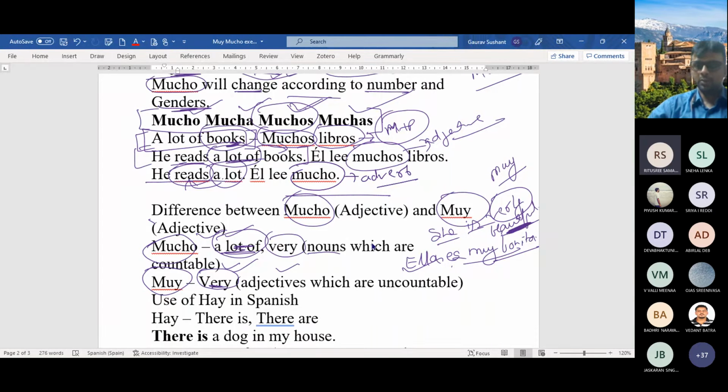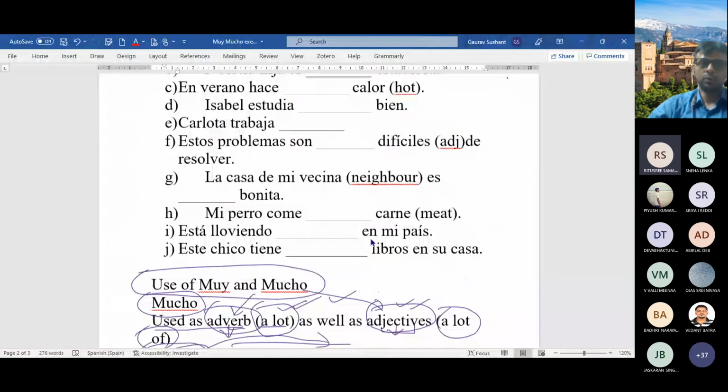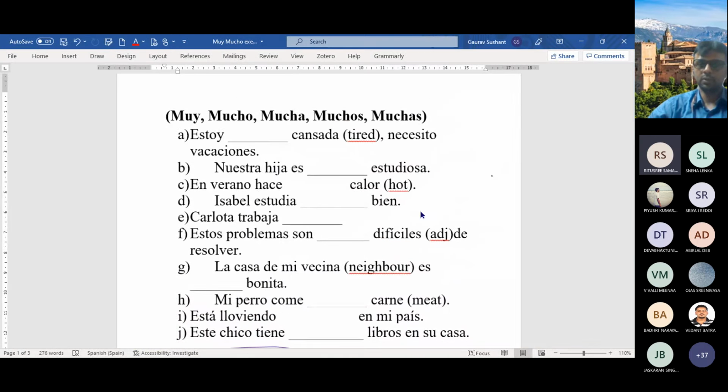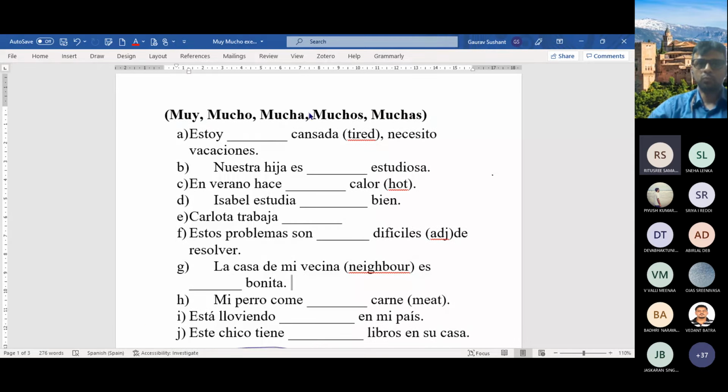So here is another exercise for all of you on the top. I hope all of you can see this. You have to fill in the blanks with the correct form of muy, mucho, mucha, muchos, or muchas. Only one of the answers will be fitting in the blanks. So you just apply the concept which I have just explained to you and then fill in the blanks. Okay, so do it.